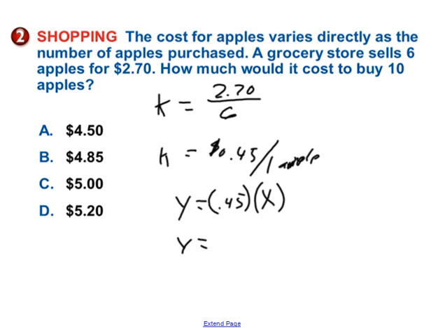So Y would be equal to 0.45, and in this case they told me they want to buy 10 apples, so I plug 10 in for the X. I take 0.45 times 10, and I get $4.50.